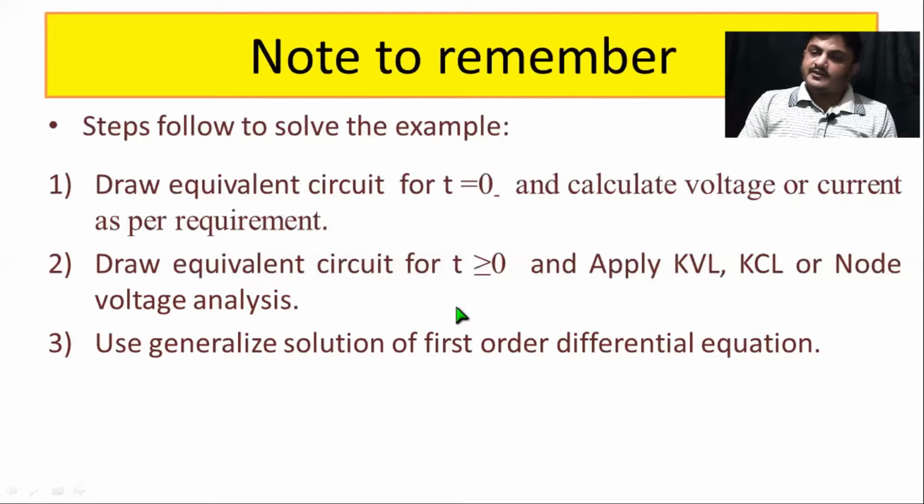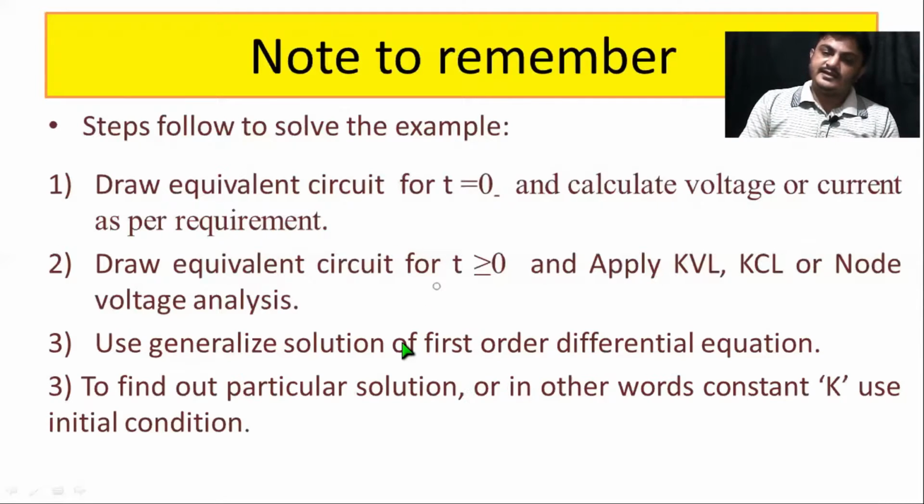Then after that, whenever we apply KVL and KCL, we will get an expression that contains the first order non-homogeneous equation. So we will use the generalized solution that we derived earlier and utilize it to find the solution. After applying the generalized solution, we will find one term known as the constant K. So to find a particular solution from that generalized solution, we require the value of K.